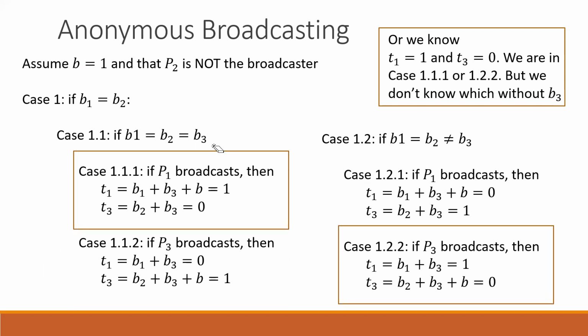Or perhaps we know that T1 is 1 and T3 is 0. Well, then I know I'm either in this case where P1 is broadcasting or this case where P3 is broadcasting. But without knowing B3, I can't figure out which case that is.